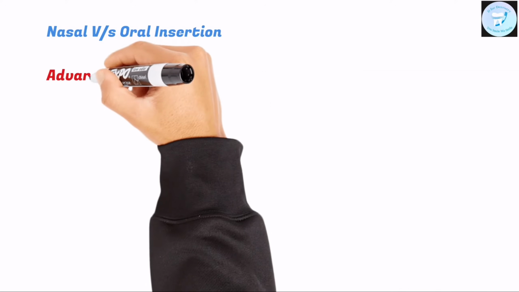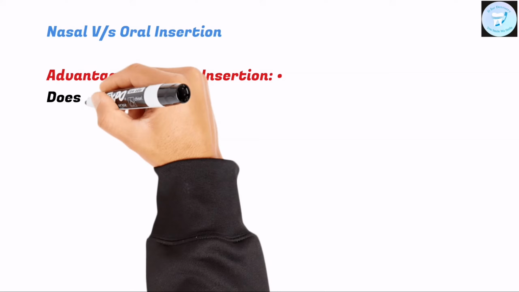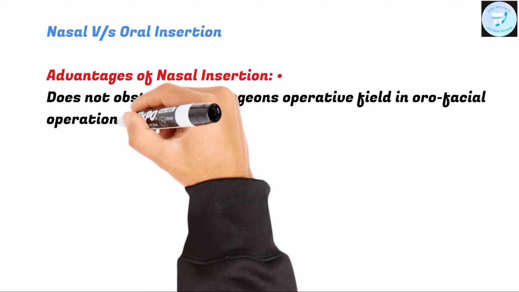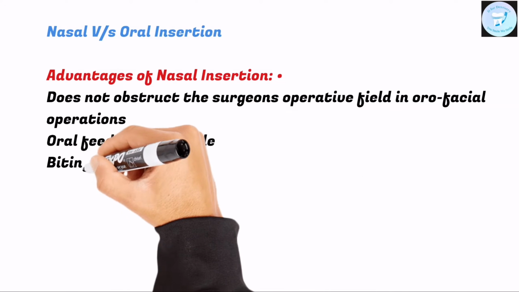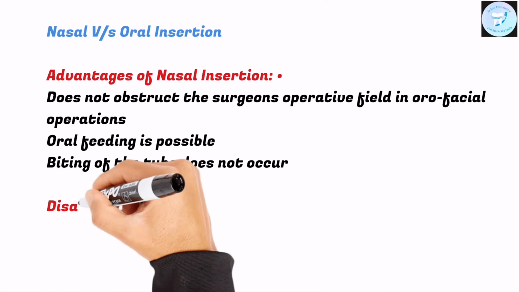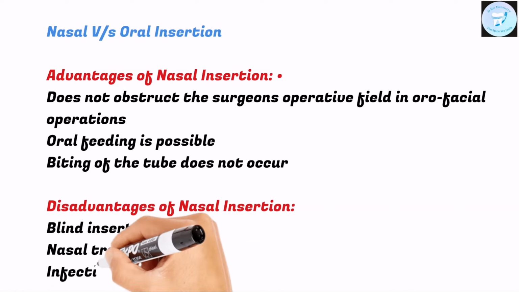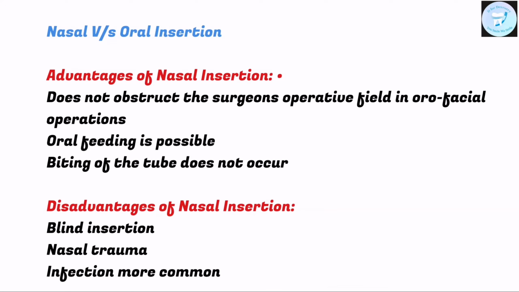Nasal versus oral insertion. Advantages of nasal insertion. Does not obstruct the surgeon's operative field in orofacial operation. Oral feeding is possible. Biting of the tube does not occur. Now disadvantages. Blind insertion, nasal trauma, infection are more common.